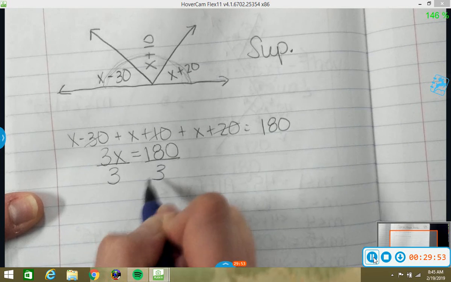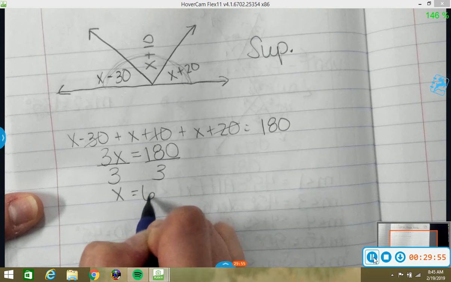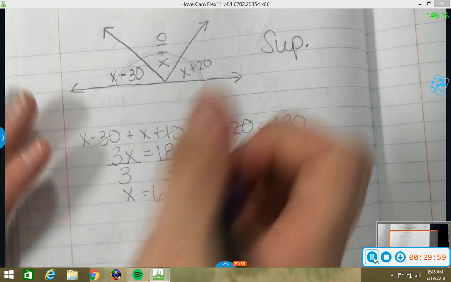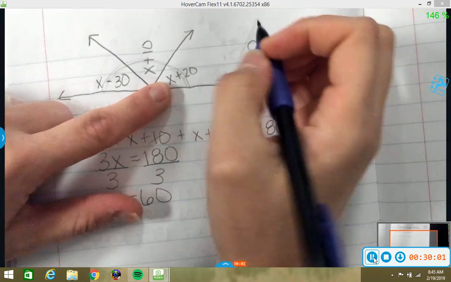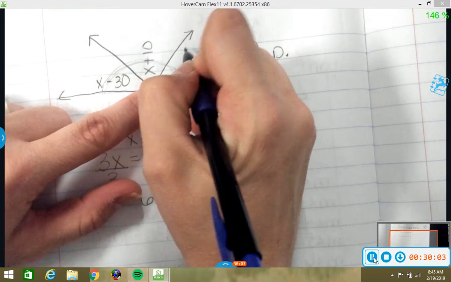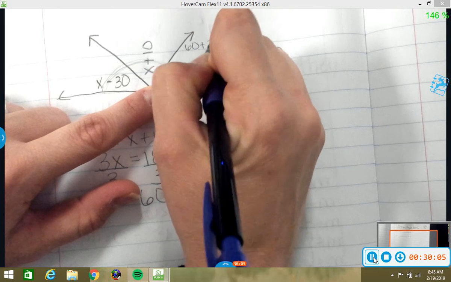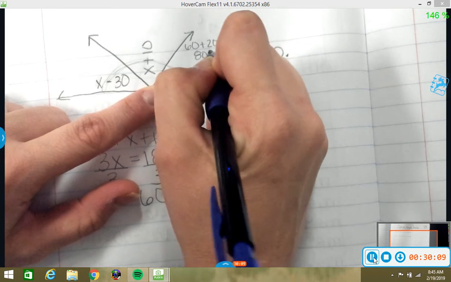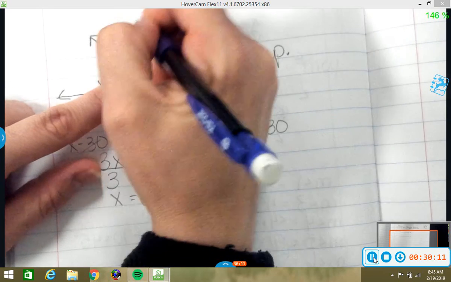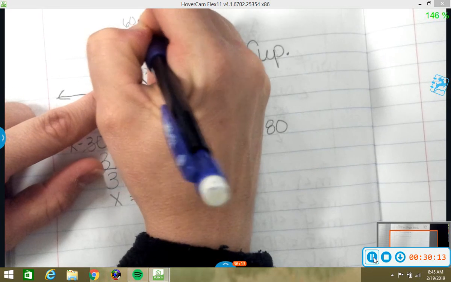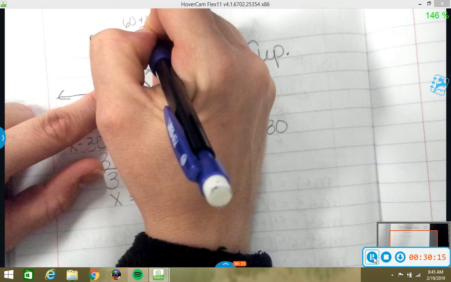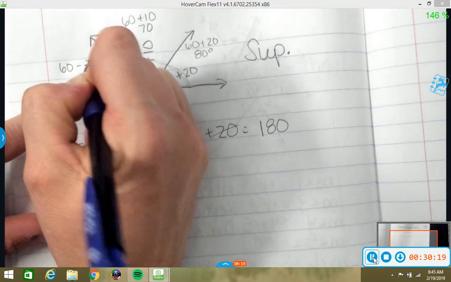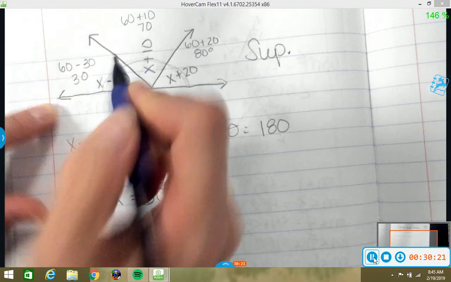Divide by 3. x equals 60. So am I done? No, now I have to find out what each angle measure is. So here for this one, x is going to be 60 plus 20, so this one is 80 degrees. This one is 60 plus 10, which is 70, and this one is 60 minus 30, which is 30.